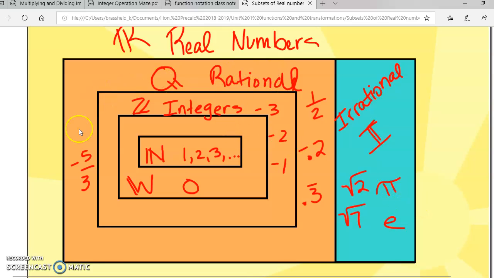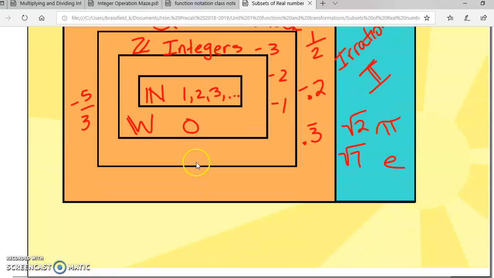And then if you are a rational number, you will either be an integer, which includes negative numbers, or a natural number, which is our counting numbers, or a whole number, which is our counting numbers in addition to 0. Okay, so that's kind of how it all relates.